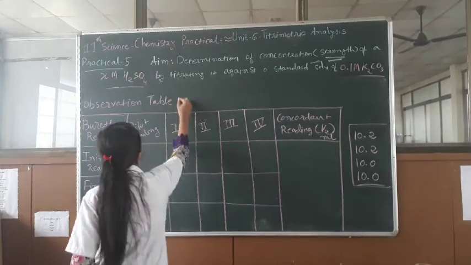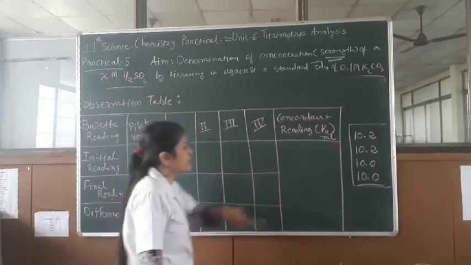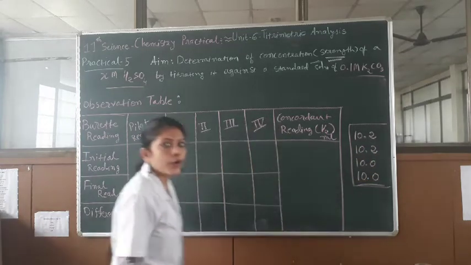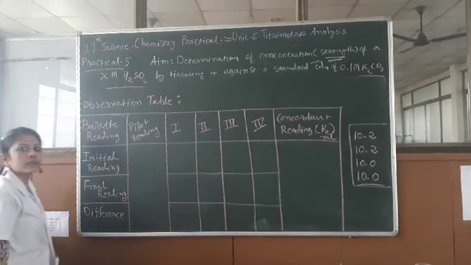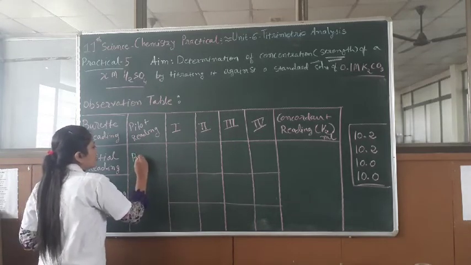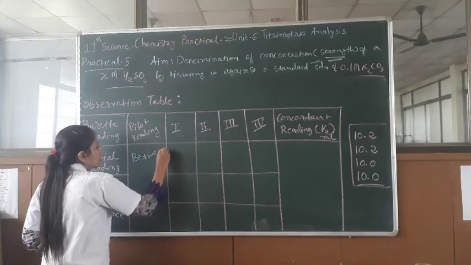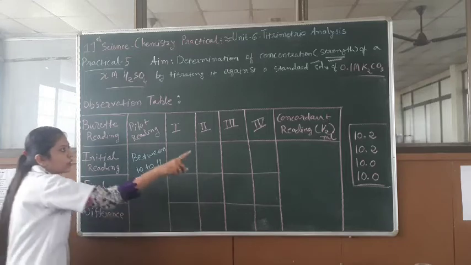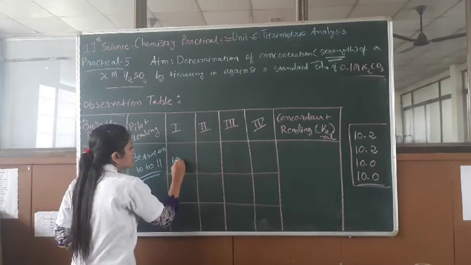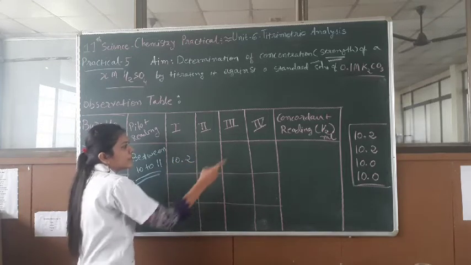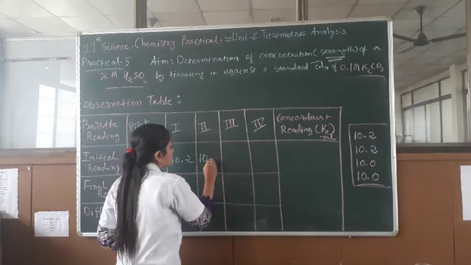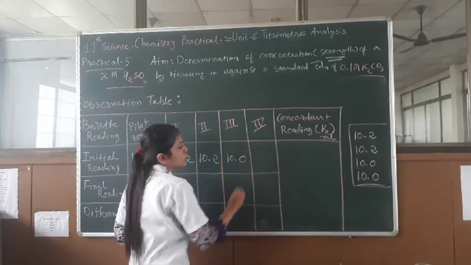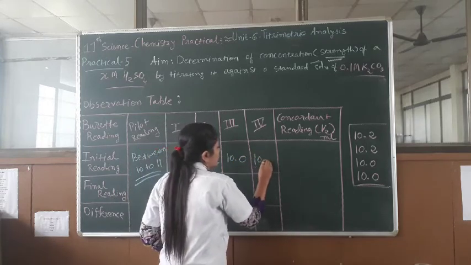Let's move to the observation table. Here you can see our first, second, third and fourth readings. The first reading is 10.2, and our pilot reading is between 10 and 11. So the first reading is 10.2, the second reading again 10.2, the third reading 10.0, and the fourth reading 10.0.